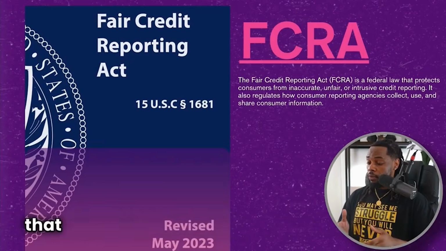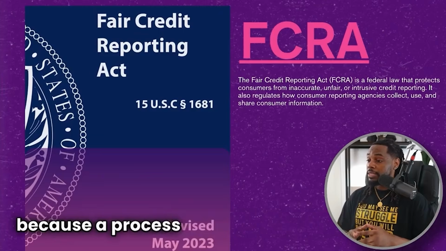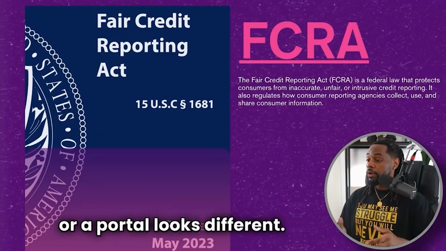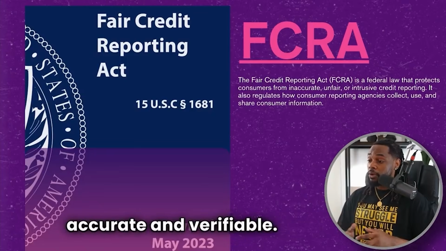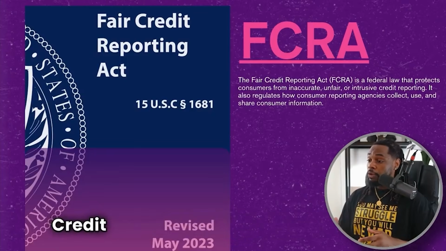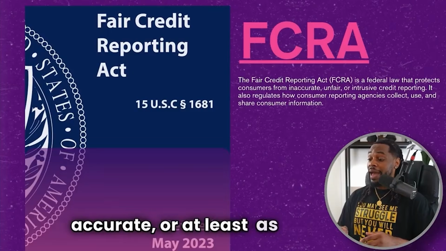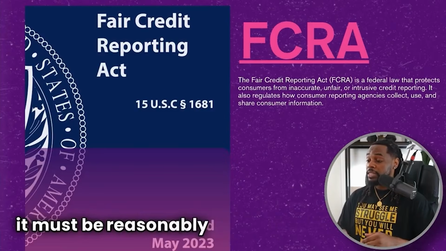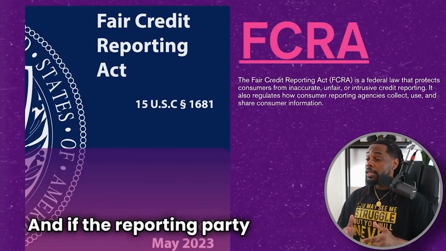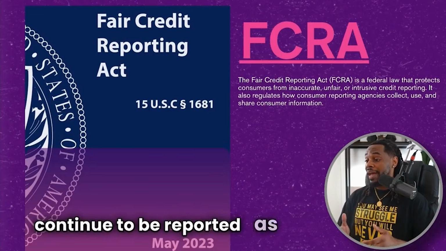Now, you need to understand that when it comes to collections, the underlying obligation does not disappear just because a process becomes slower or a portal looks different. The law still requires that consumer reporting be accurate and verifiable. Now, at its core, the Fair Credit Reporting Act is built on a simple principle. If information is being reported about you, it must be accurate, or at least as accurate as humanly possible. And if its accuracy is challenged, it must be reasonably investigated. And if the reporting party cannot support the information with proper verification, it cannot continue to be reported as fact.